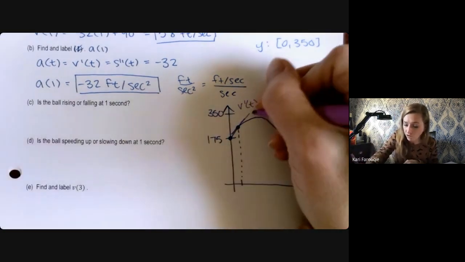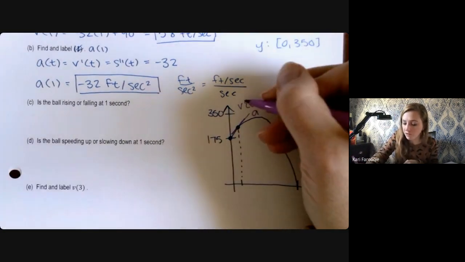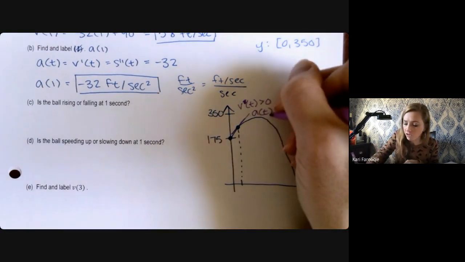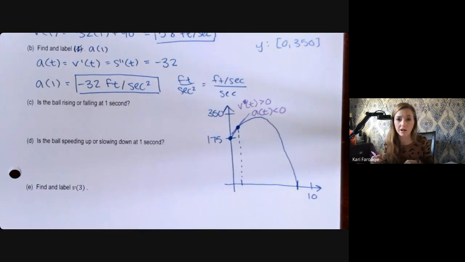But the acceleration, I'm sorry, v of t, not v prime. I meant s prime and v. The velocity is greater than 0. The acceleration is less than 0 at that value. Because we have this situation occurring, we would say that the ball is continuing to go up, but the acceleration is negative. Therefore, the rate of change of the ball is increasing at a decreasing rate.